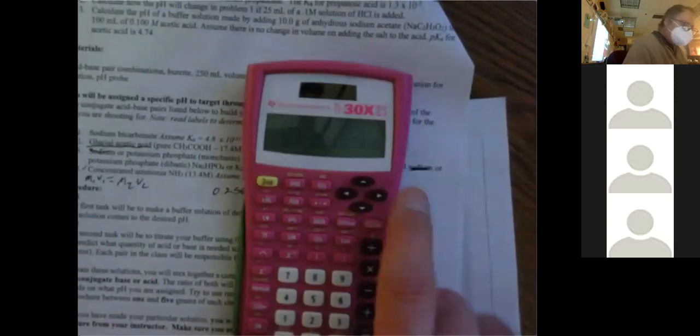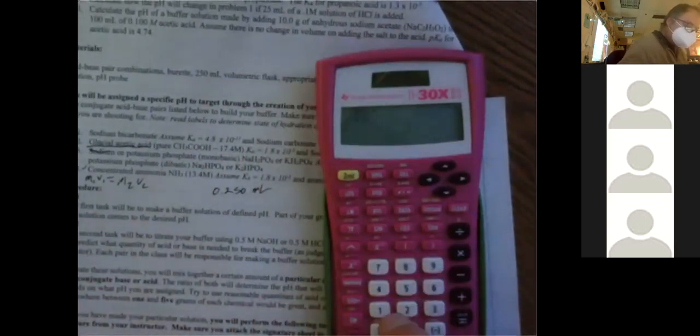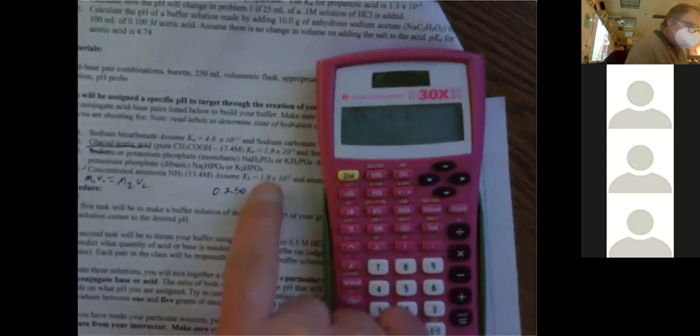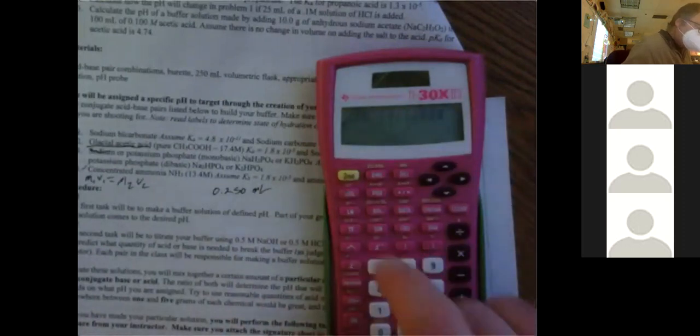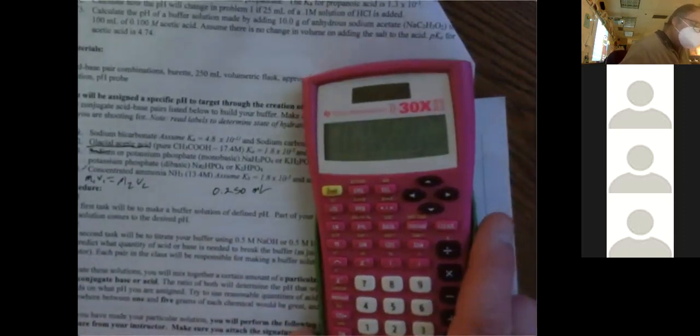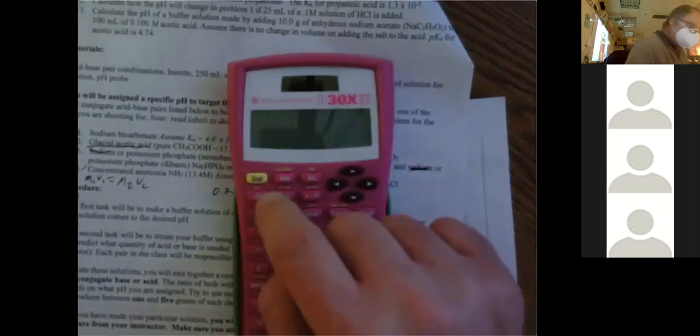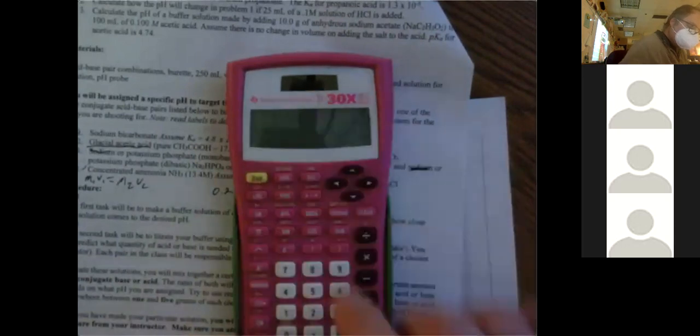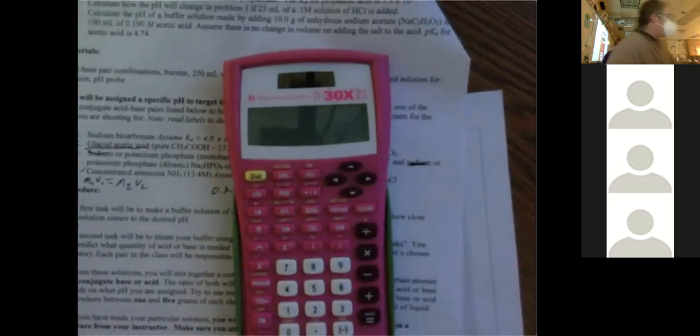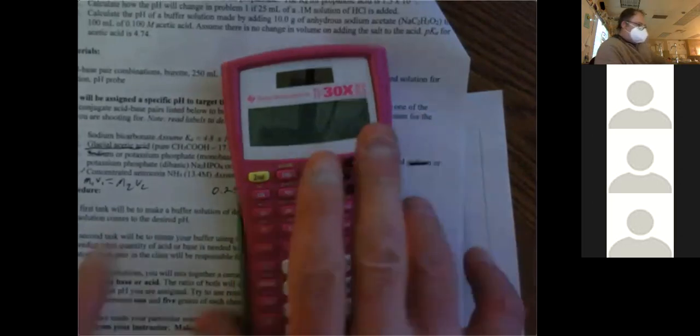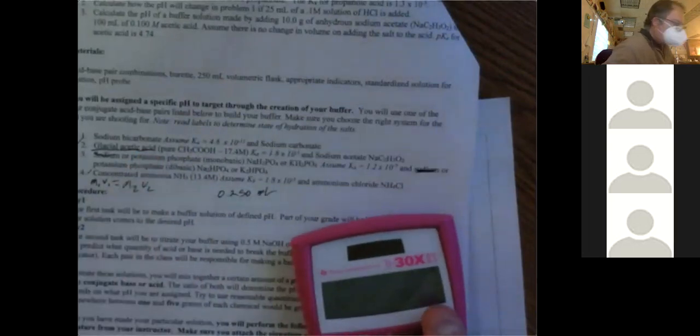Let's take a look at this one down here, concentrated ammonia and ammonium chloride. So we have the Kb here. So 1 times 10 to the negative 14th divided by 1.8 times 10 to the negative 5th. We take the negative log of the Ka there, and we get 9.25 or 9.26. Will that work? Probably not as good, right? The top one would be better for this. All right, so we have sodium bicarbonate and we have sodium carbonate.